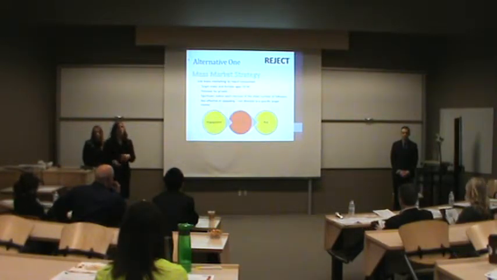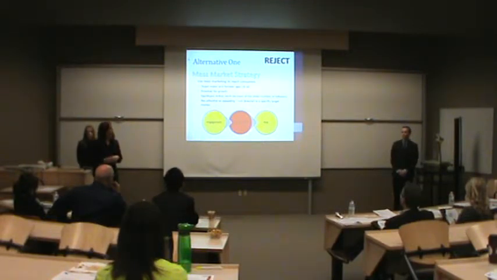So the first alternative we looked at was a mass market strategy, and this is basically using mass marketing to reach your consumers, mainly targeting males and females in age 18 to 44. This does have a huge potential for growth because of the number of people that are in this segment. And also, it has significant online reach because of the sheer number of followers you'll be able to gain.